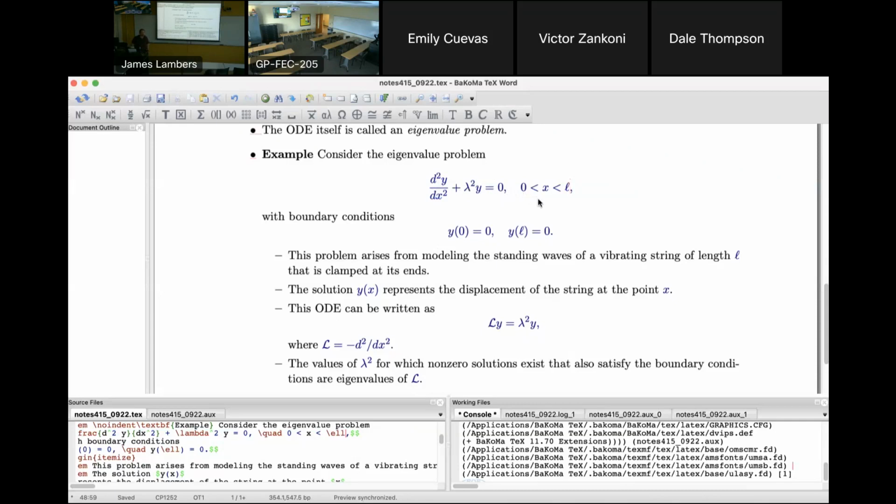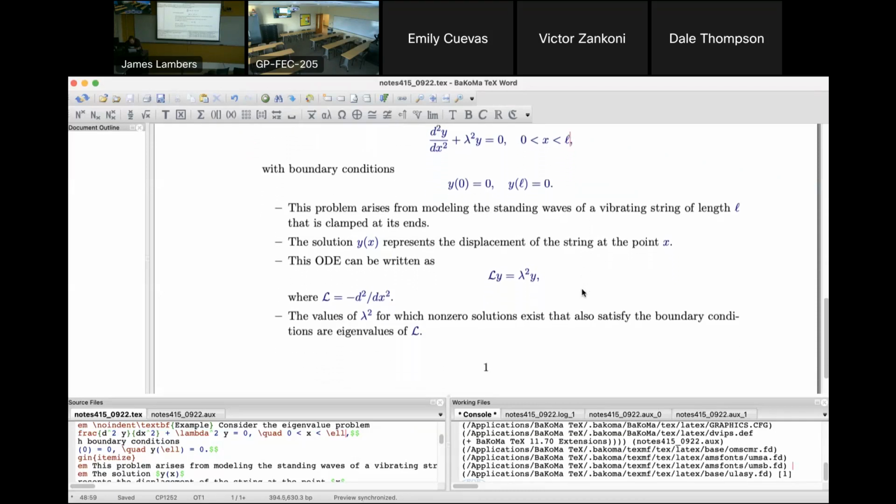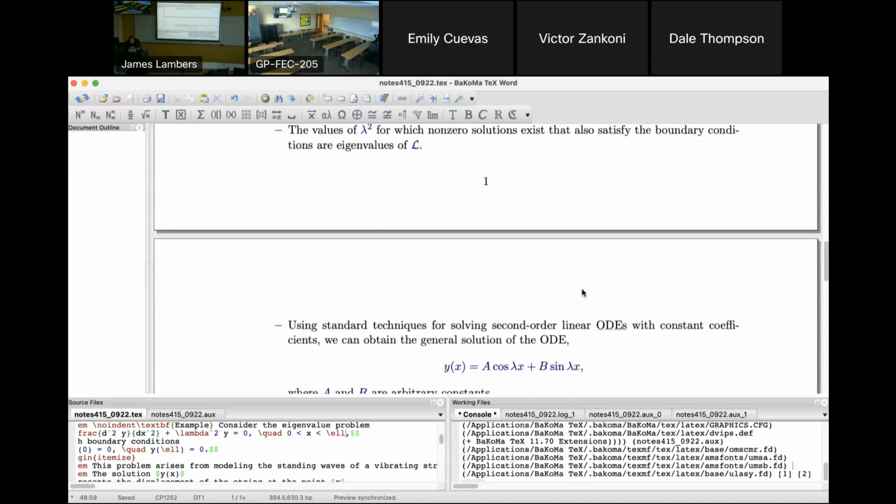So the set of eigenvalues can still be infinite, but it's a discrete set. For example, it might be something like all the integers, or all the integers times pi. It just depends on the domain you have and the boundary conditions you have. So let's go ahead and solve this problem.